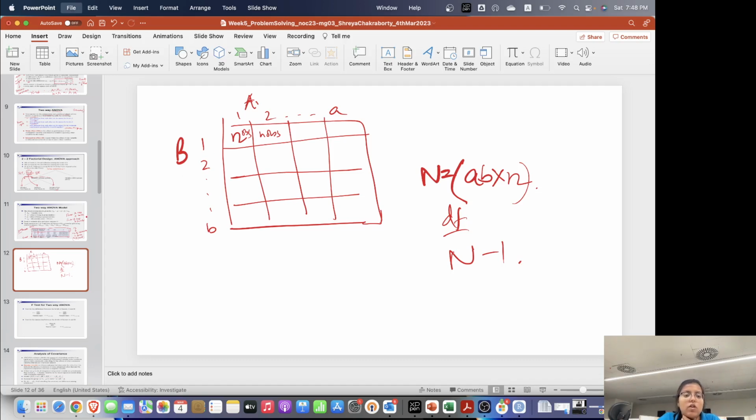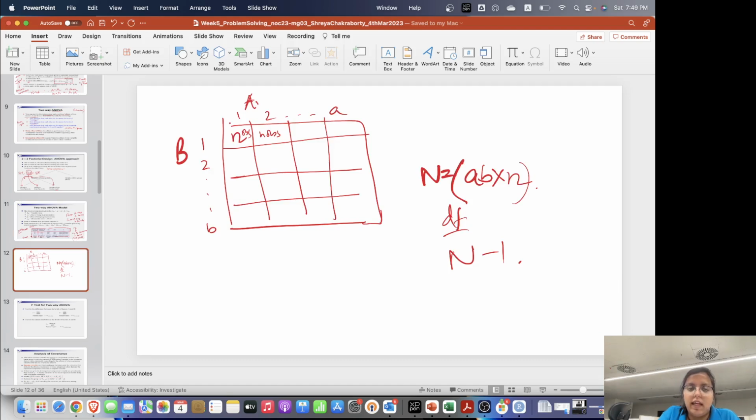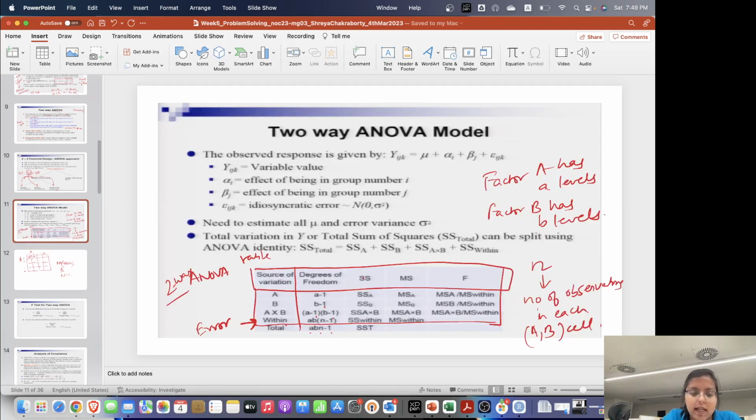Okay. So this table is a simplified case where it is assumed that each AB combination cell has an equal number of observations. Otherwise we have to modify accordingly. Okay, so just keep this in mind.